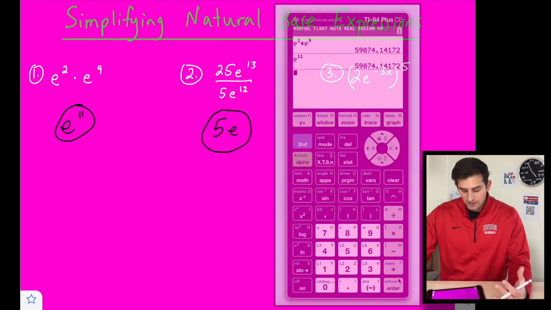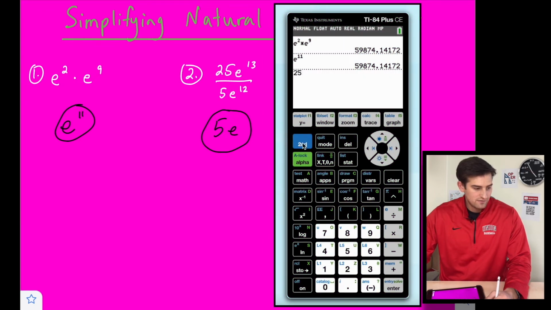Once again, let's check this on the calculator. We do 25 times e to the 13th, and I'll put that in parentheses to make sure our calculator doesn't make an error. Let's go second and insert a parenthesis there. Now let's divide this by 5e to the 12th, close our parentheses, and hit enter. We get 13.591 and so on, and now we're saying that should be equal just to 5e.